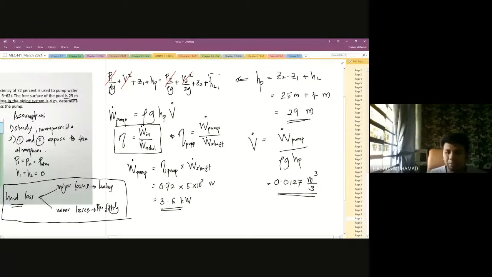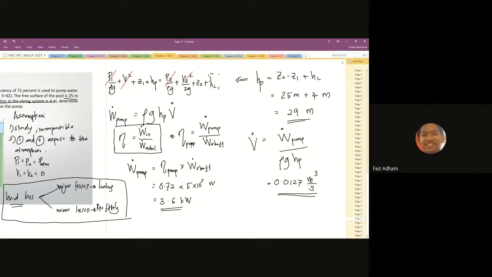Okay, so inilah V dot, volume flow rate. Awak tahu tak volume flow rate ni macam mana? Volume flow rate maknanya dalam satu saat dia boleh deliver 0.0127 meter cube dengan sistem yang kita tengah analyse sekarang ni. Okay, faham? Faham, sir.